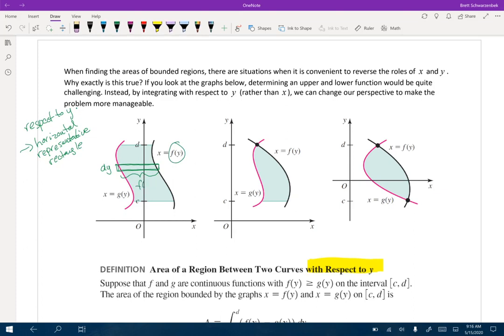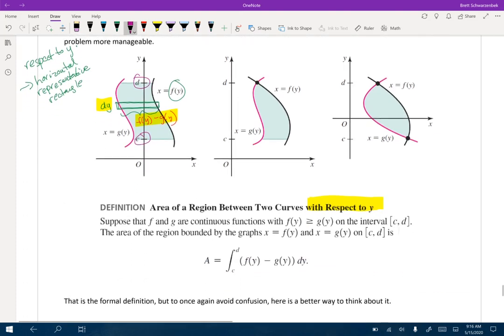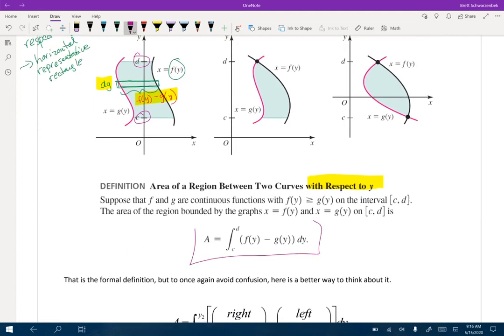Let me put a different color in here. This would be f of y minus g of y. So if we take these two and we multiply them, we need to then spread them over not values of x, but values of y. And you can clearly see we would spread them from c to d. So if you look at the formula, that's exactly what we're doing here. So we're taking the rightmost function minus the leftmost function, and then spreading them over values of y.